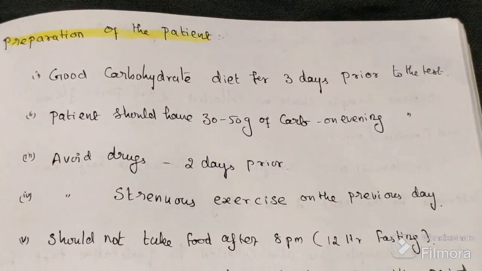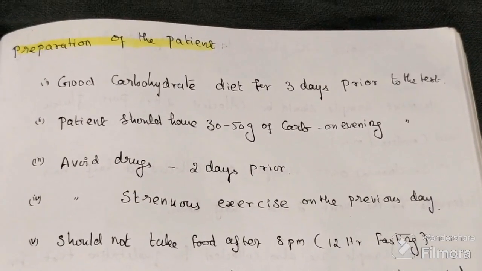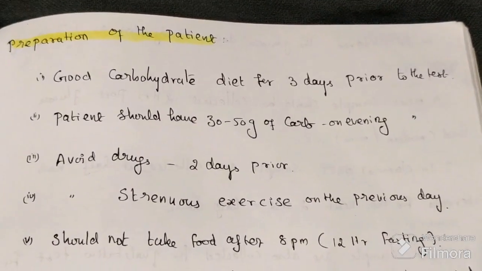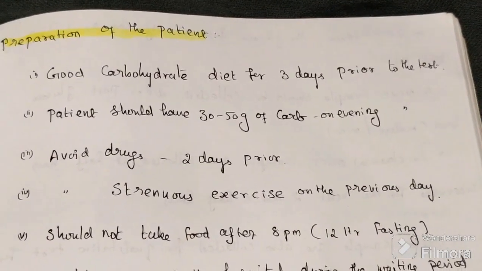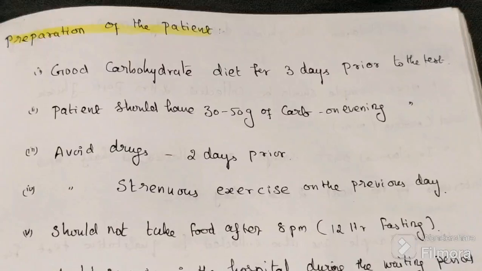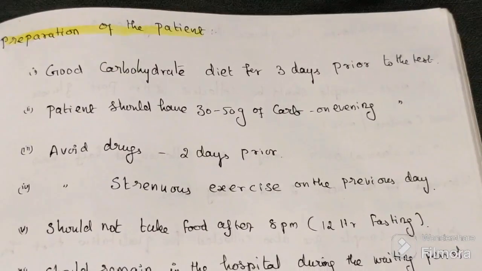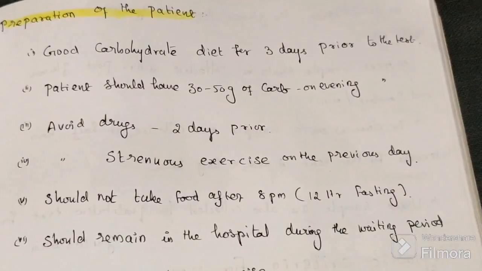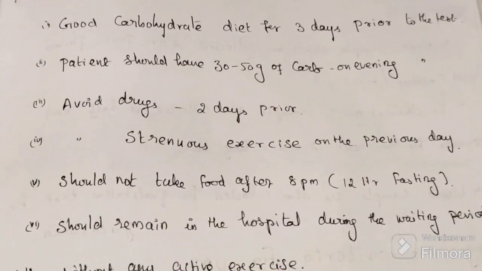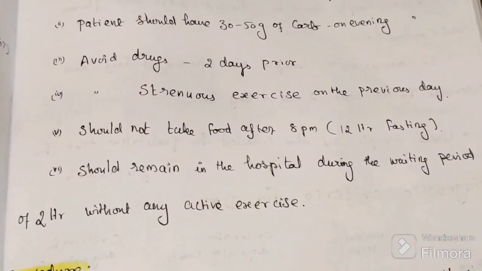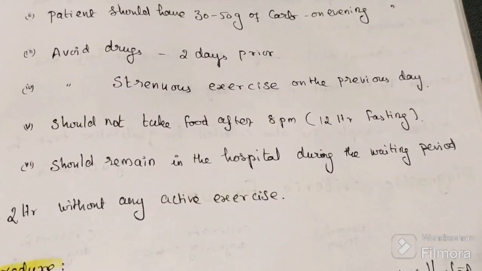Next, how to prepare our patient for OGTT: a good carbohydrate diet for 3 days. Before the test, for 3 days we will take good carbohydrate food. Then avoid drugs. If we are taking any drugs, we will avoid them for 2 days. Then avoid heavy exercise on the previous day.